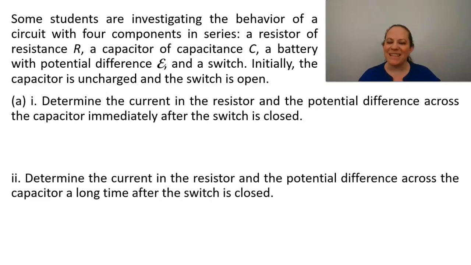Some students are investigating the behavior of a circuit with 4 components in series: a resistor of resistance R, a capacitor of capacitance C, a battery with potential difference E, and a switch. Initially, the capacitor is uncharged and the switch is open. Part 1, determine the current in the resistor and the potential difference across the capacitor immediately after the switch is closed.